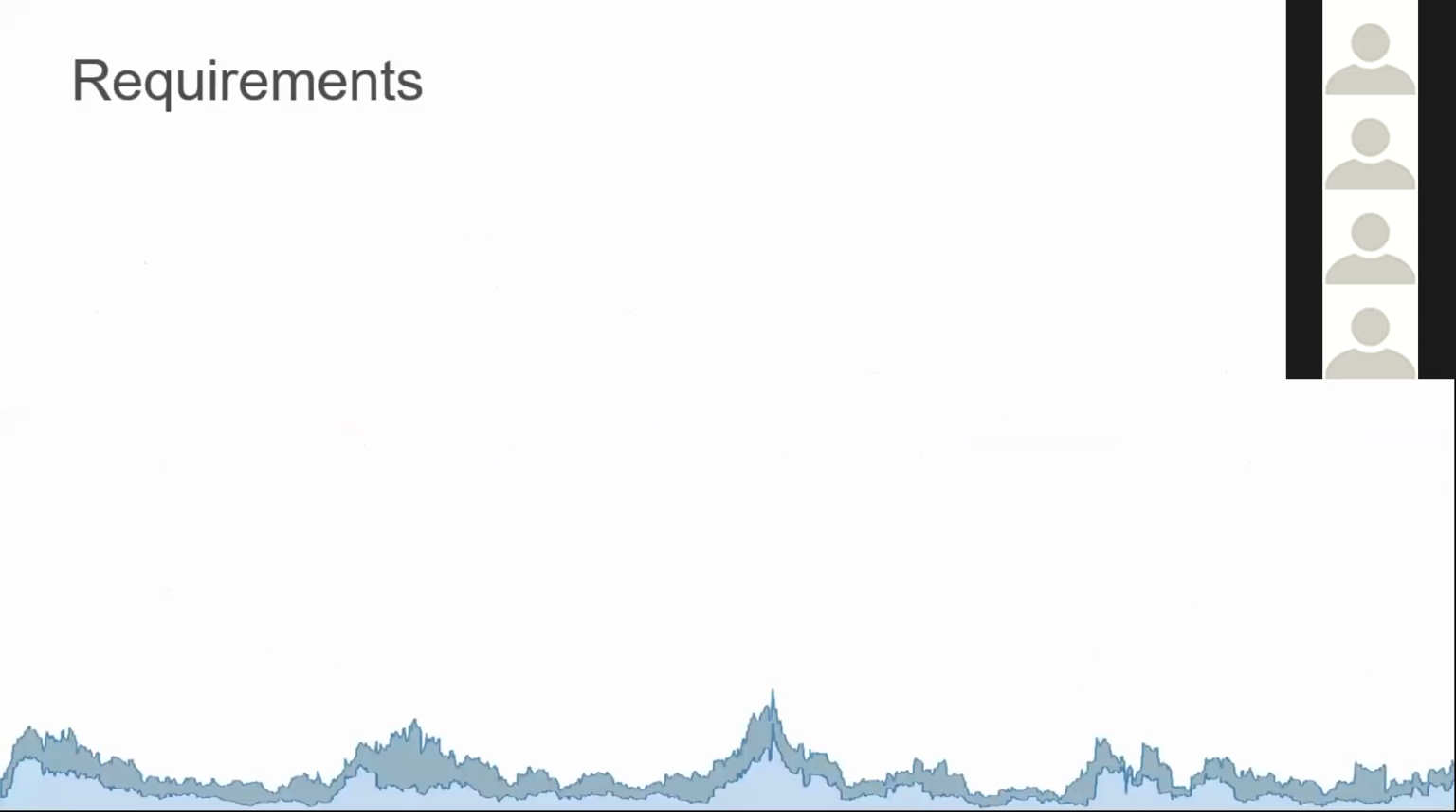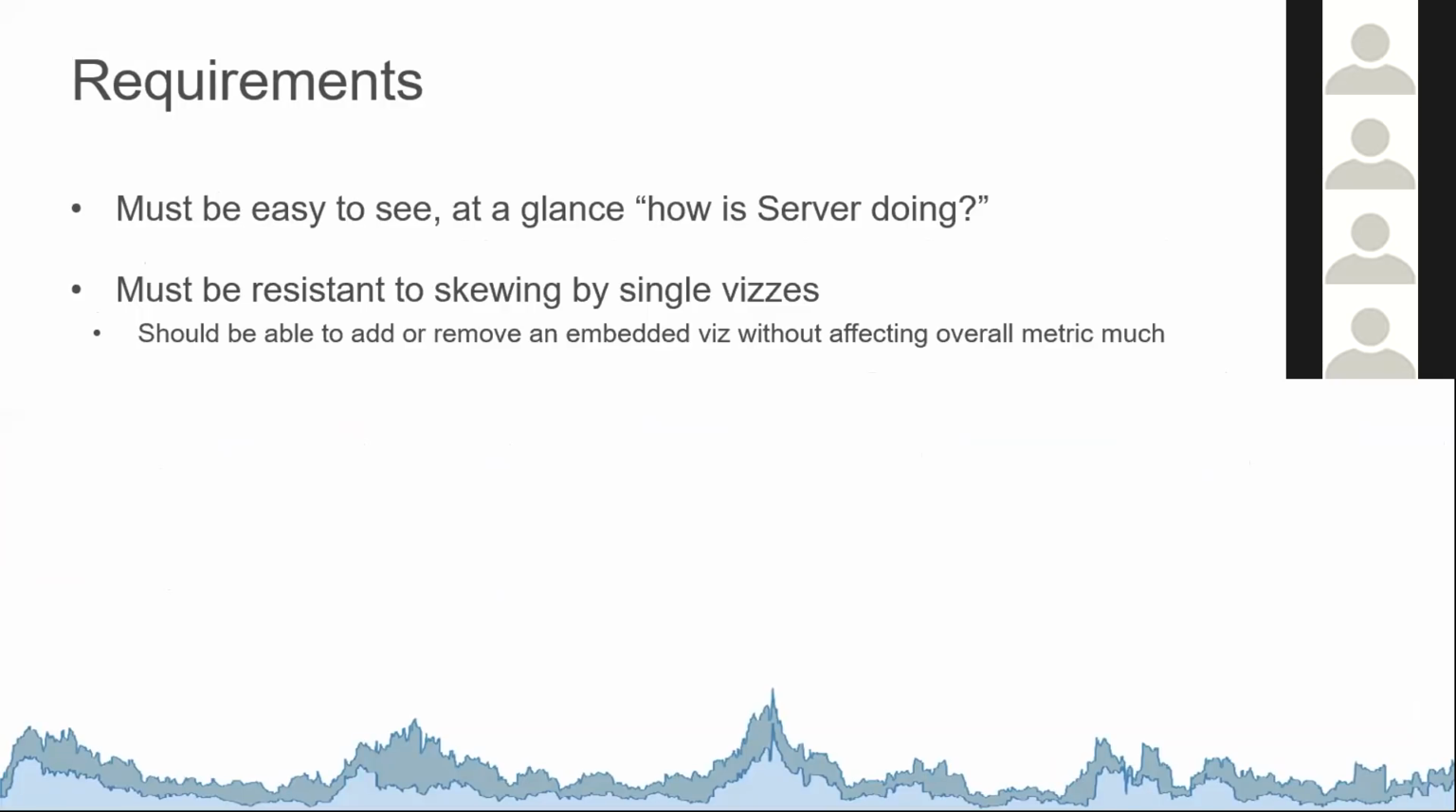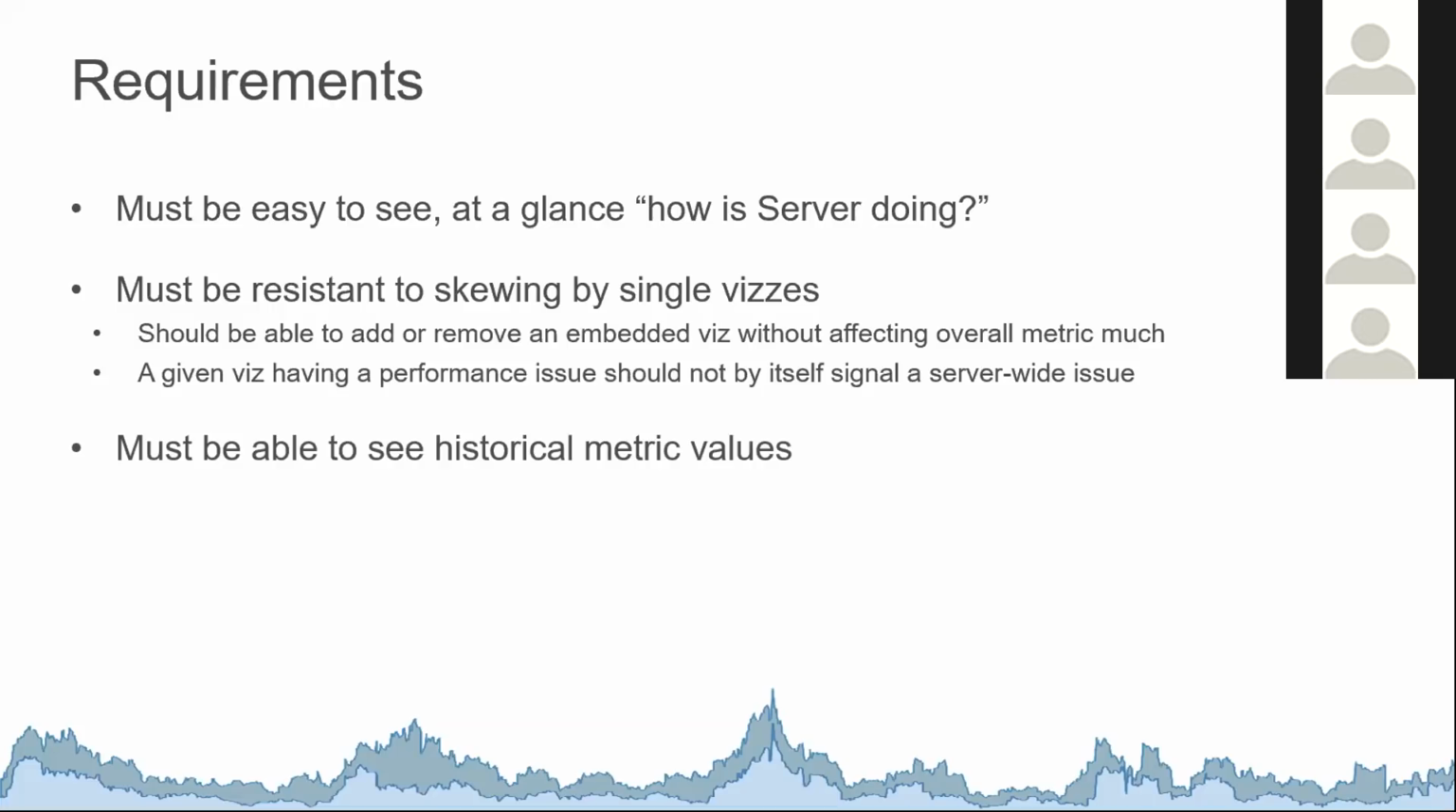Okay, so for our metric, we need something that's easy to see at a glance: just how is the server doing? That's what we care about. It has to answer our question. We don't want it to be skewed by a single viz's behavior. We should be able to add or remove vizzes without really affecting the overall metric too much. Any given viz having a performance issue shouldn't send a server-wide panic. We shouldn't see that there are server problems based on a single viz, basically.